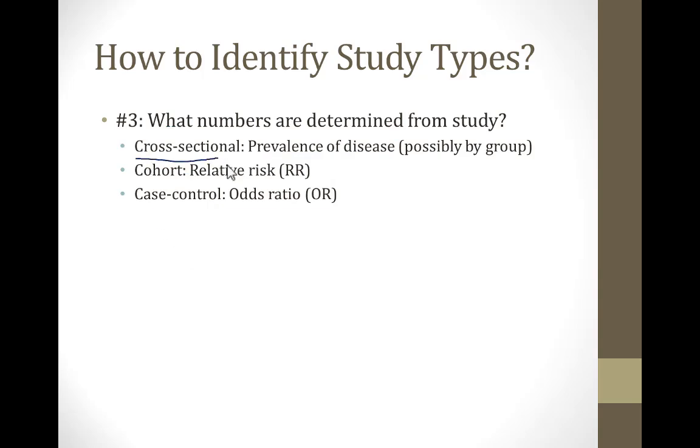And then finally, don't forget the different numbers that you can determine from each study type. In cross-sectional studies, all you can get is prevalence of disease, possibly by different groups. In a cohort study, you get a relative risk, and remember, the next to last letter of cohort is R for relative risk. In case control studies, you get an odds ratio, and remember, the next to last letter in case control is an O for odds ratio. And that concludes our module on study designs.